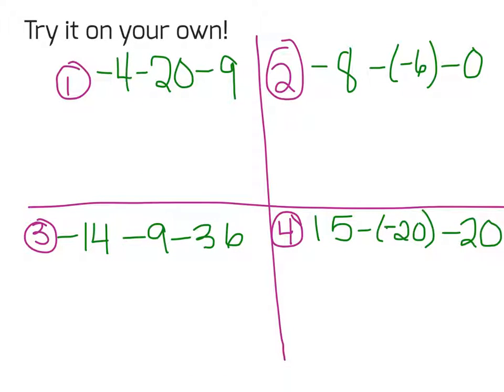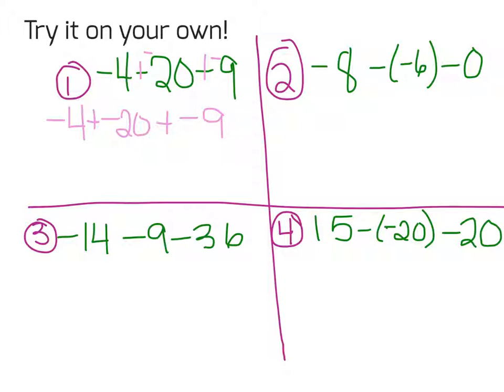Okay, so here we have some that we're going to try on our own. Now, for the most part, I'm going to have you do the first one and the second one probably with me, and then the third and fourth one will be more on your own. So let's go ahead and look at that first one again. The first thing that we have to do is change it all to addition. So we're going to go -4 plus -20 plus -9, okay? So remember, we just add the opposite.